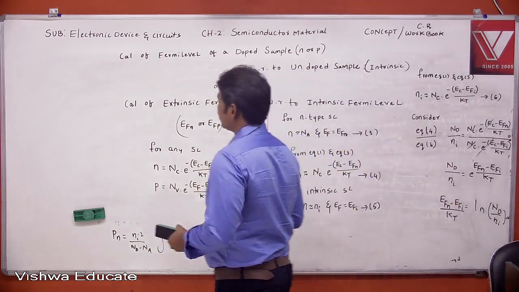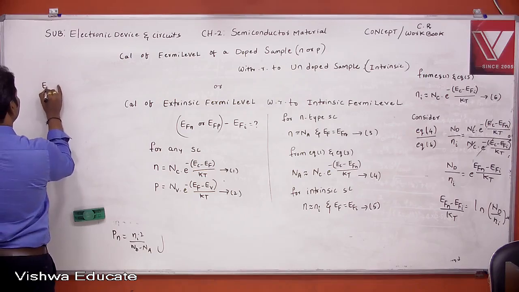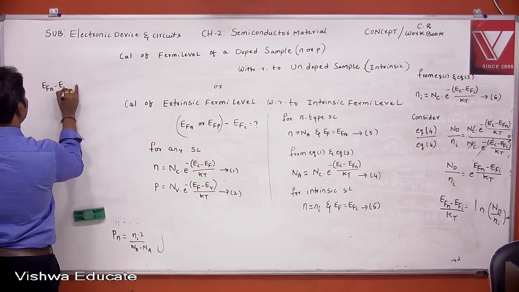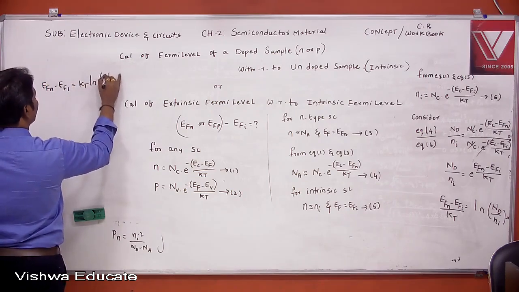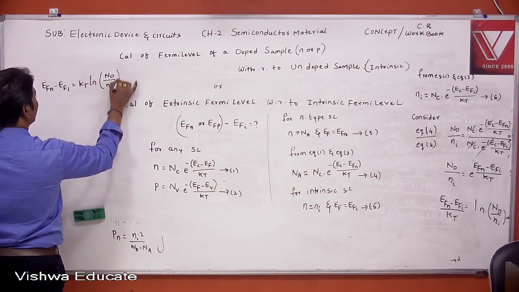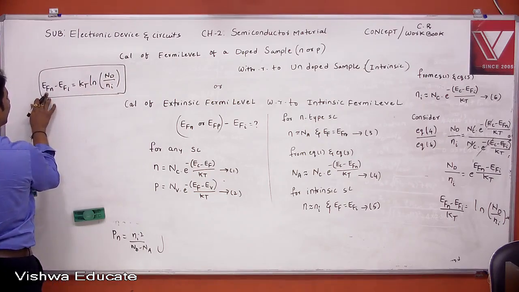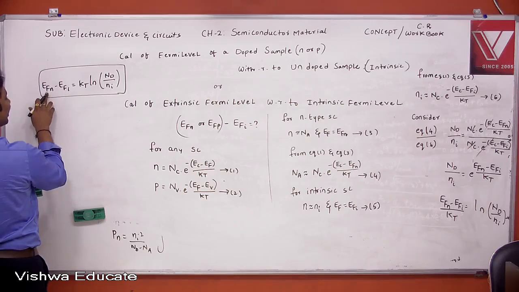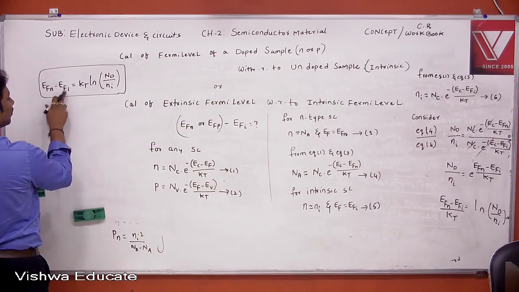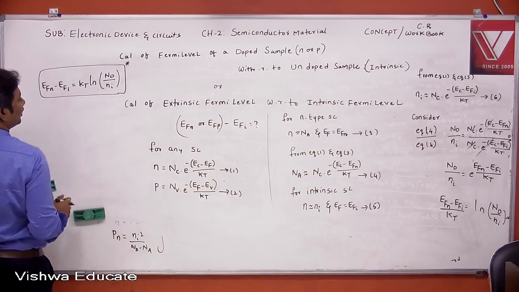Now what is the final expression here? The final expression is EFN minus EFI is equal to kT into ln of Nd by Ni. So this is the calculation of the Fermi level of the doped sample with respect to the undoped sample, or we can also say extrinsic Fermi level with respect to intrinsic Fermi level. This is with respect to n-type.